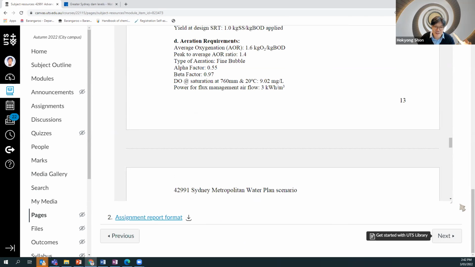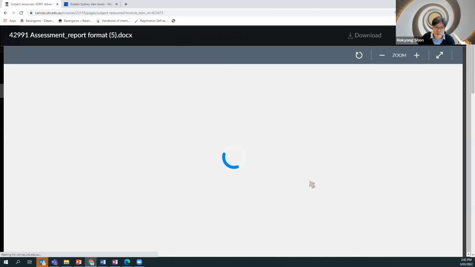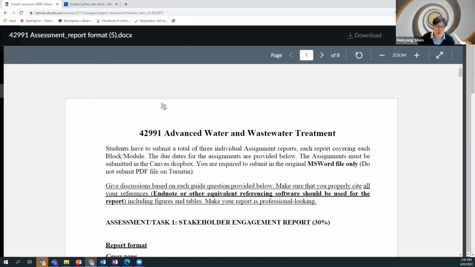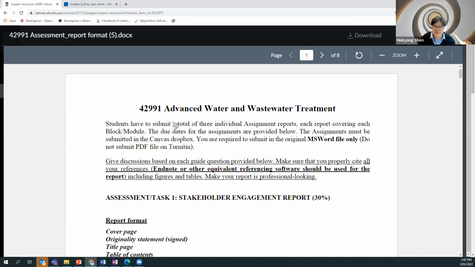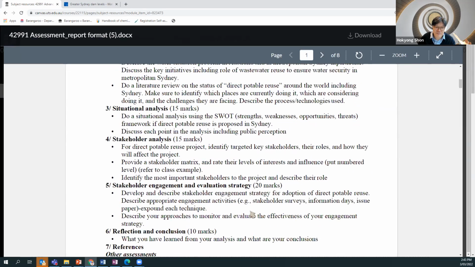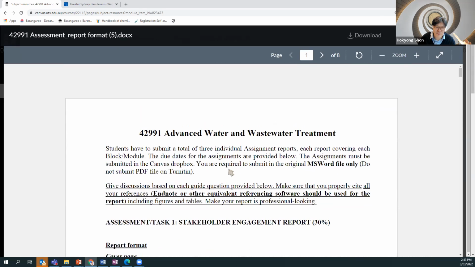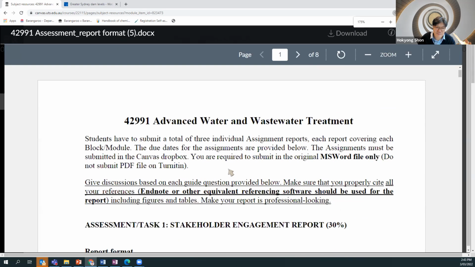Okay, so we can go to the next document, the assignment report format. Also, this is very important. So you can click the assignment report format. You can also read what this assignment is. You can read through one by one.